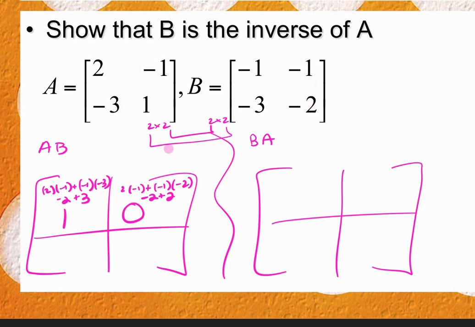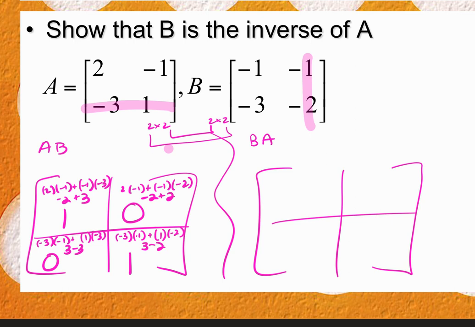Now I go row 2, column 1. So -3 times -1 plus 1 times -3. And I get 3 minus 3, which is 0. And then the last one for A times B would be row 2 times column 2. -3 times -1 plus 1 times -2. And I get 3 minus 2, which is 1. So because it said show, I expected my answer to be this way, but the work is actually the proof here.